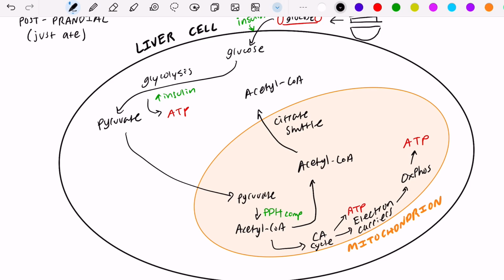Okay, we'll go in depth later in the video about how the citrate shuttle works. But now that we have acetyl-CoA out in the cytoplasm, we can take that to fatty acid synthesis, which is going to produce long chain fats, like our palmitate that we talked about initially.